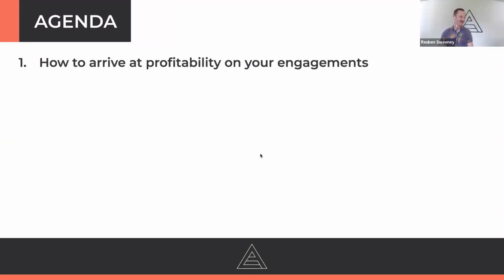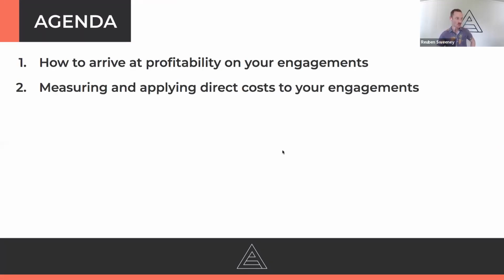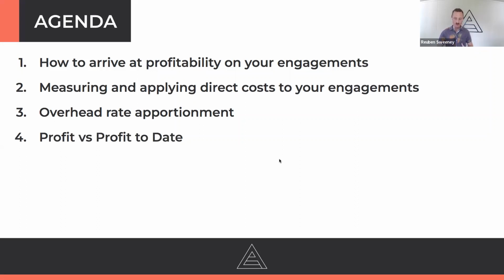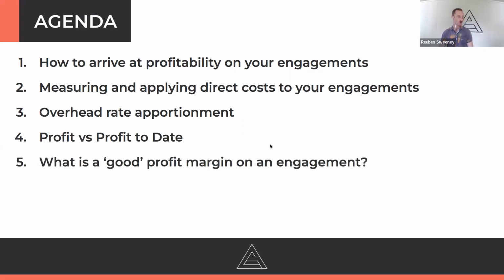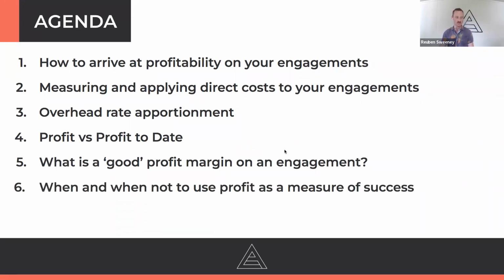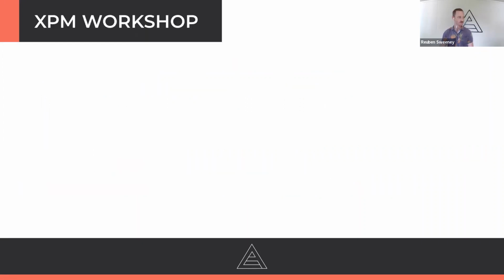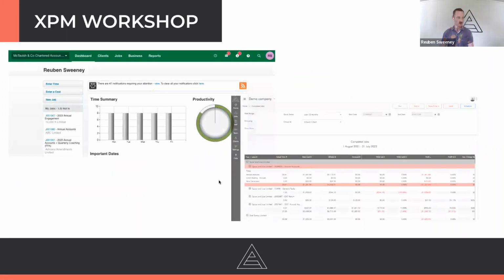Agenda. Okay, agenda. So we're going to be covering how we arrive at the profitability on our engagements, measuring and applying direct costs to your engagements, overhead rate apportionment, profit versus profit to date and how they might differ, and what is a good profit margin on an engagement, something we're all probably wondering, and when not to use profit as a measure of success on an engagement. So that's as advertised. Now this is a workshop, so we're going to be doing some work. If you haven't already, ensure that in a different screen or in a different browser, if you can, log into your XPM, and if you have link reporting, log into your link reporting, because we're going to have an opportunity to build some reports together and look at your real numbers with you, maybe. So yeah, let's move on.